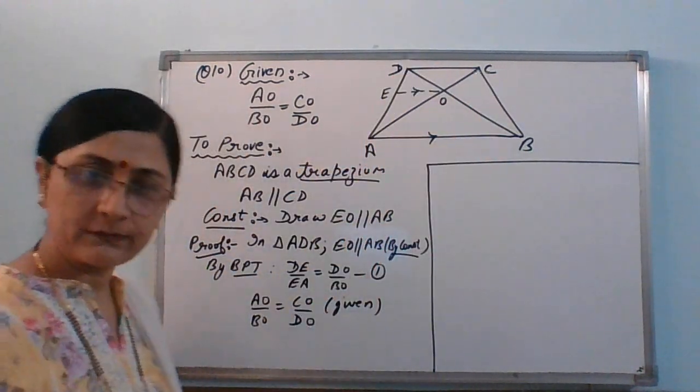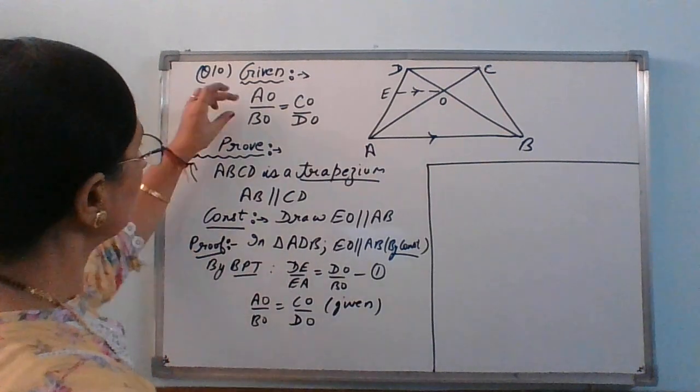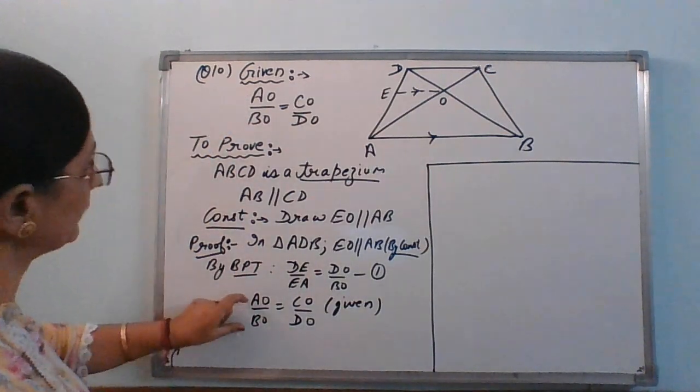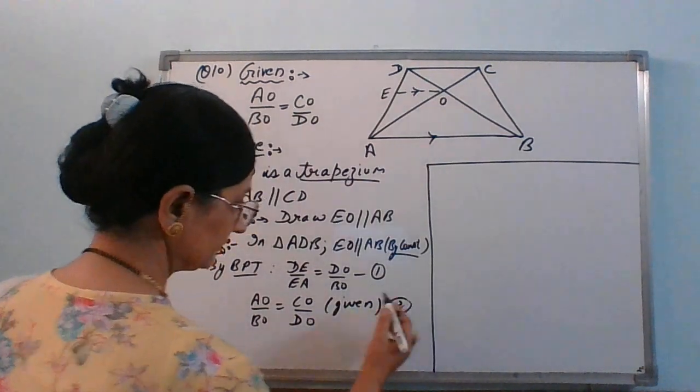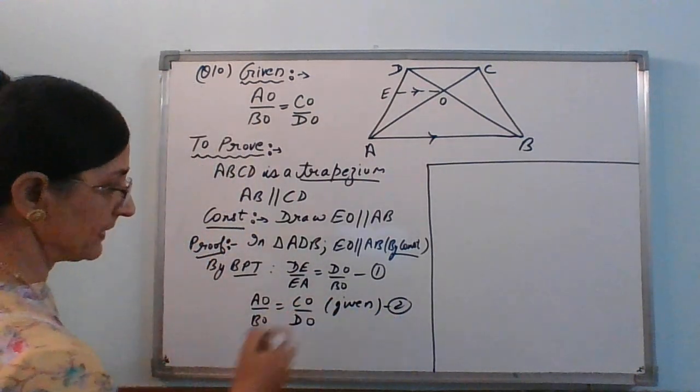Okay, done. Number 1. That was number 1. Now, I have noted what is given. Given was AO upon BO is equal to CO upon DO. That is also given here. Now, we need to compare them.